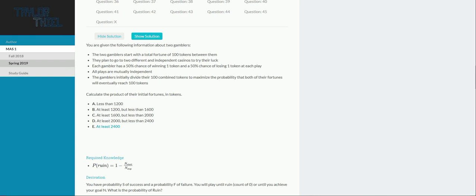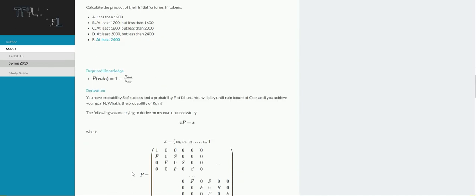Going back to this problem, I wanted to derive where this formula is actually coming from. And this whole section, none of this you need to know for the MAS1 exam itself, but I just wanted to work through and understand how it came to be.